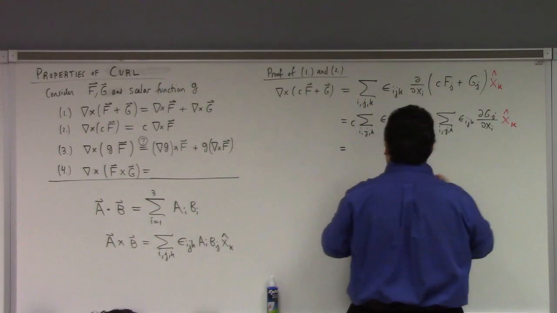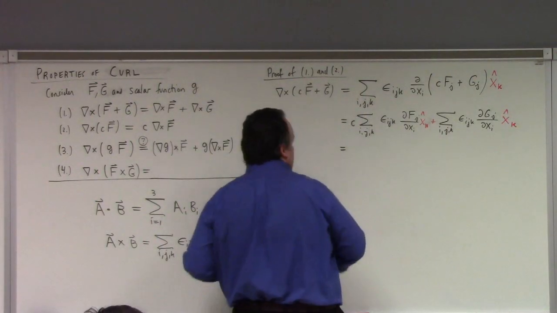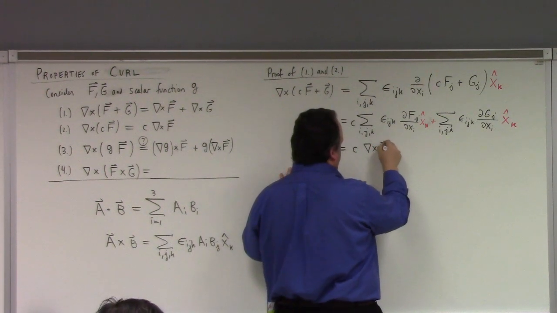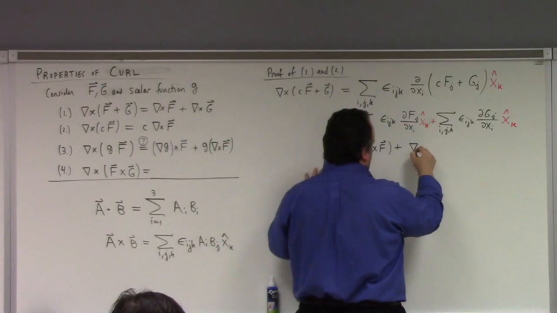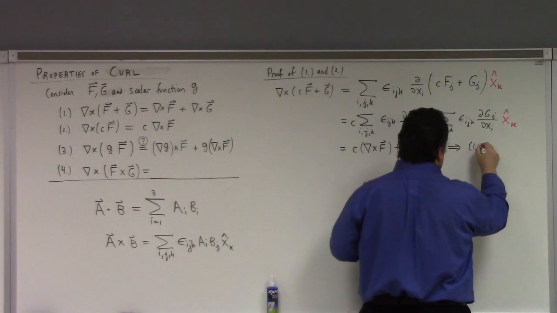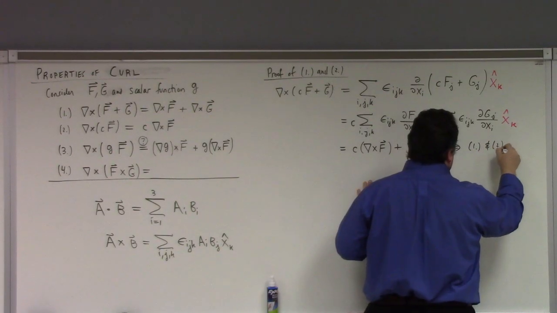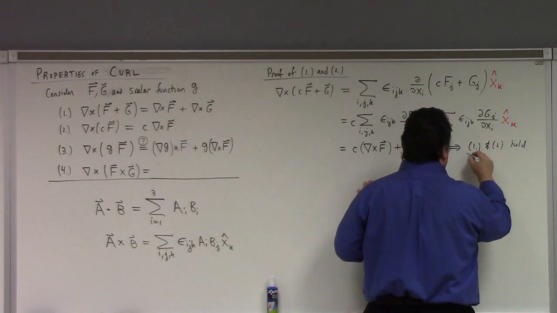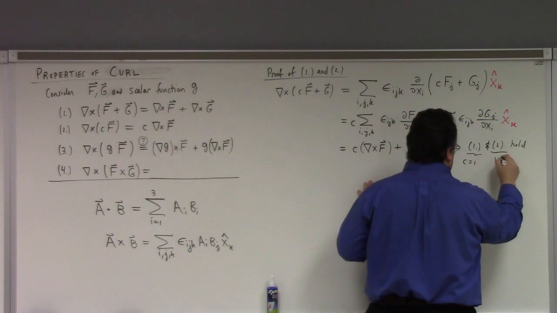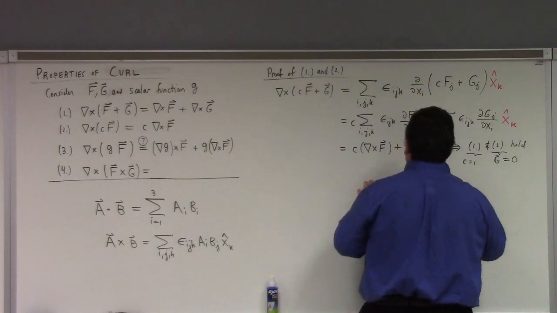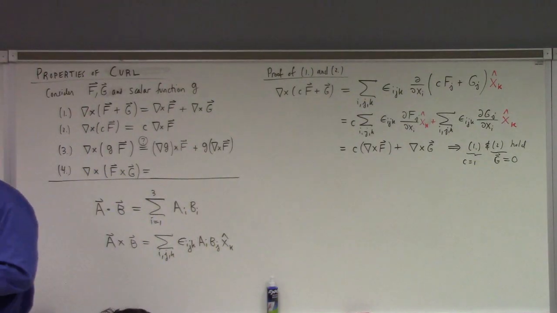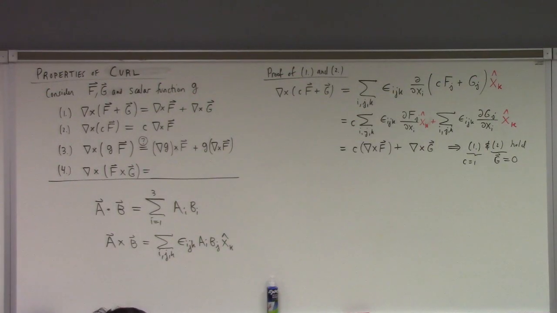All right. So with that, lo and behold, we have c times the curl of F plus the curl of G, right? Which implies that 1 and 2 hold. To get 1, we put c equal to 1. To get 2, we put G to be 0. You guys can easily see that the curl of the 0 vector field is just 0, right?